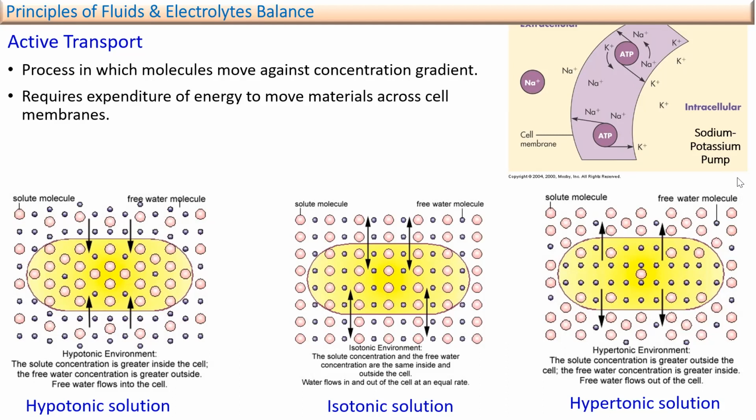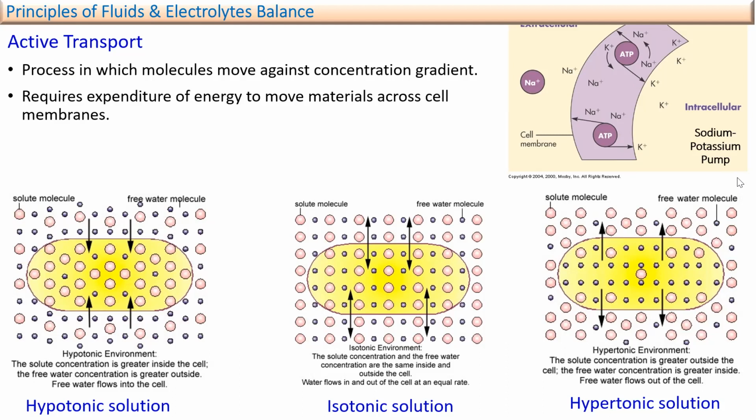The bottom side of this slide shows the difference between hypotonic solution, isotonic solution, and hypertonic solution. Hypotonic solution is one in which the solute concentration is greater inside the cell. So more solute, more molecules inside the cell. So the free water concentration is greater outside. We have more water outside of the cell because we have less solute, less molecules.